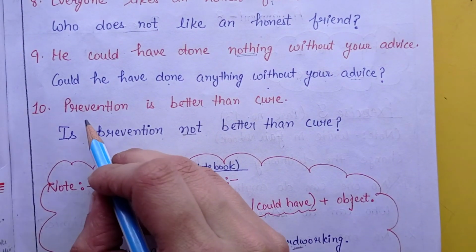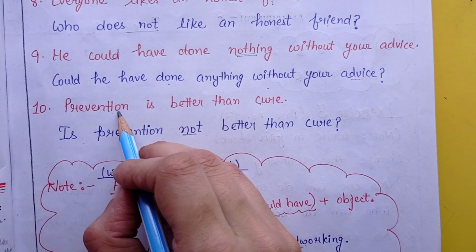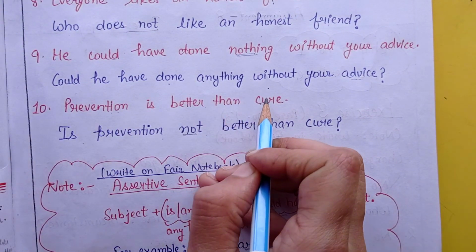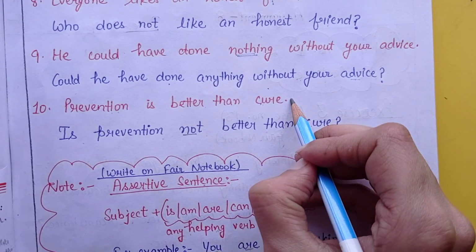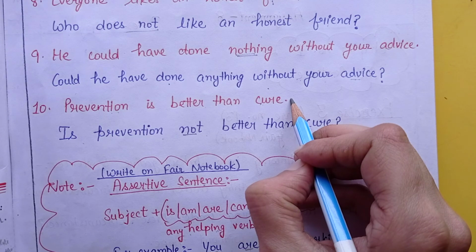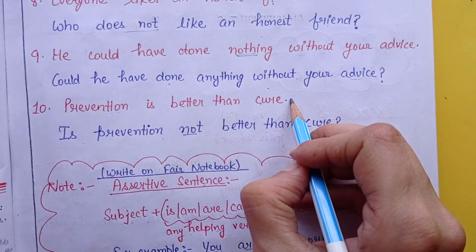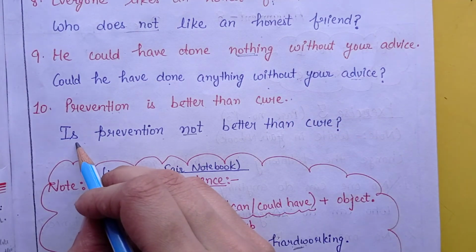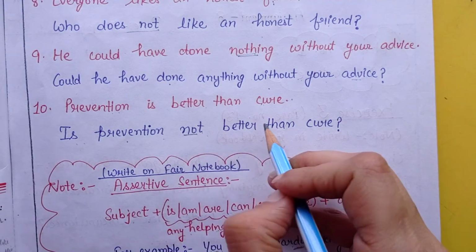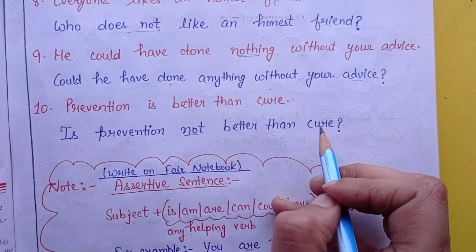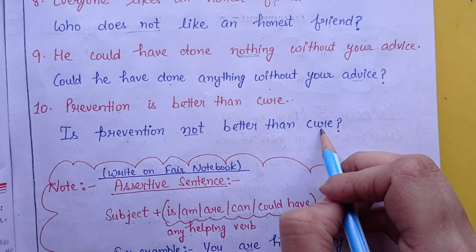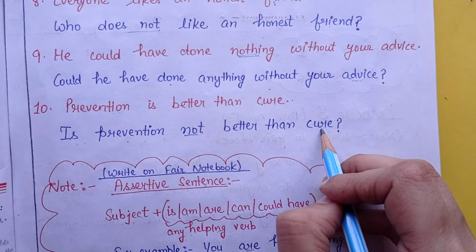Okay. Then 10th is, prevention is better than cure. This is one positive assertive sentence. So you can form one negative interrogative sentence from this. So you can write, is prevention not better than cure? This is now one negative interrogative sentence.